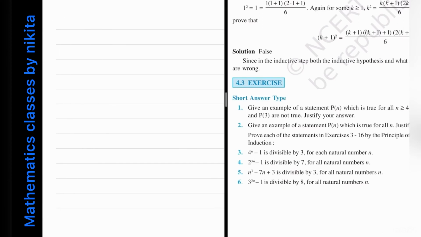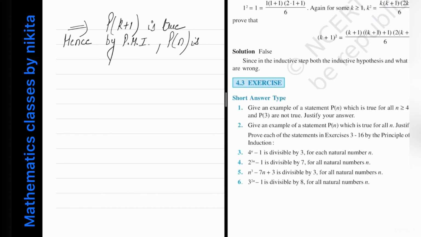Okay, and this implies what? That P of k plus 1 is true. So hence by PMI, that is the principle of mathematical induction, P of n is true for all n greater or equal to 1.